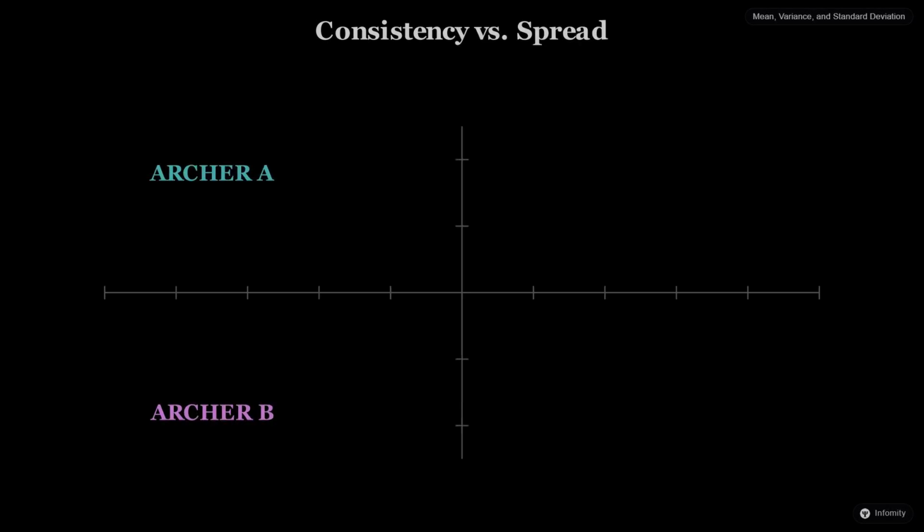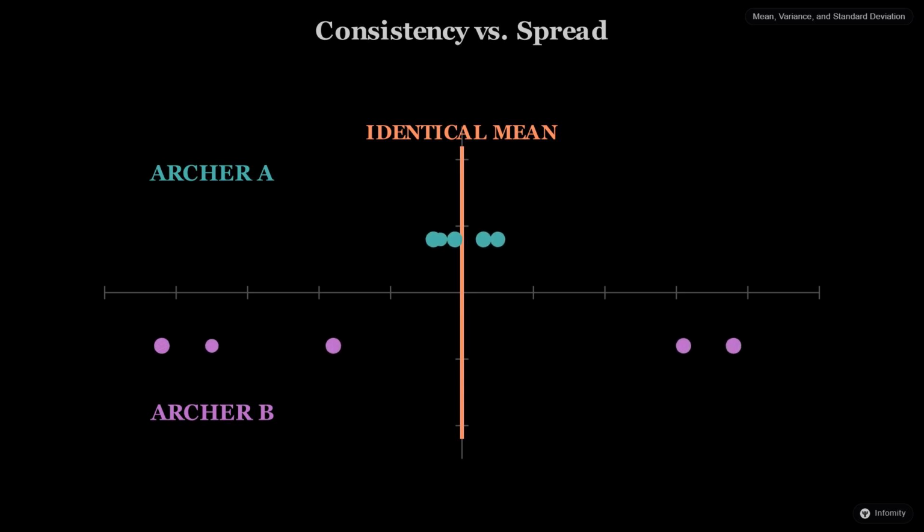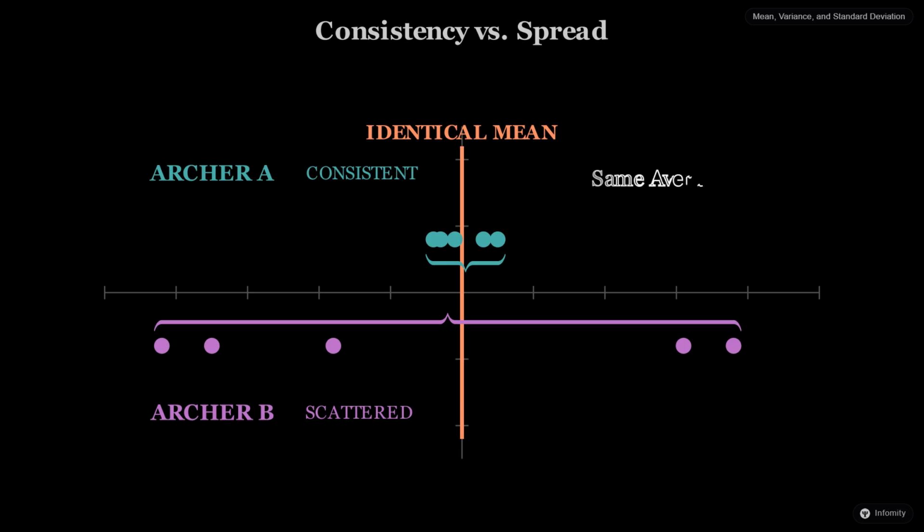But the mean only tells half the story. Consider two different archers. Both have their average hit right in the bullseye. However, the first archer has a tight, consistent cluster, while the second is wild and scattered. To describe this difference, we need to measure the spread, or how far the hits deviate from that center.